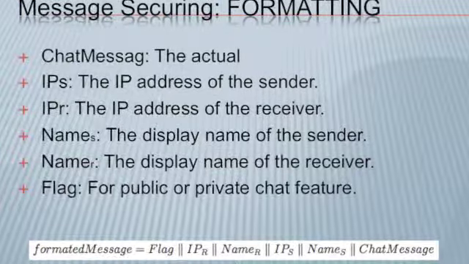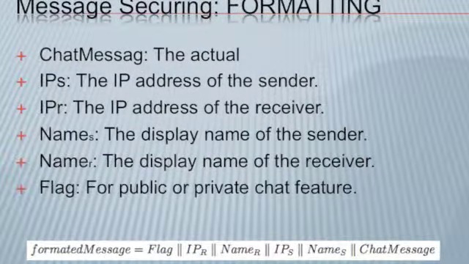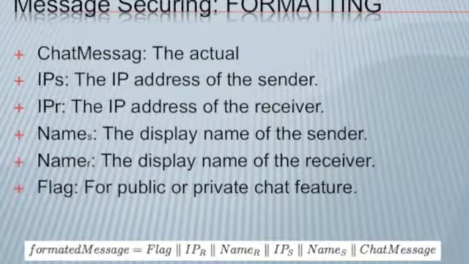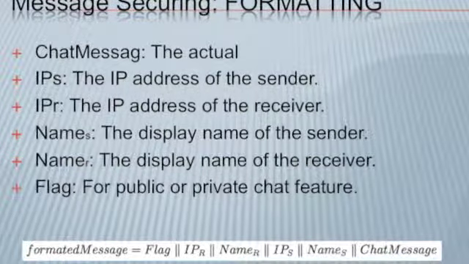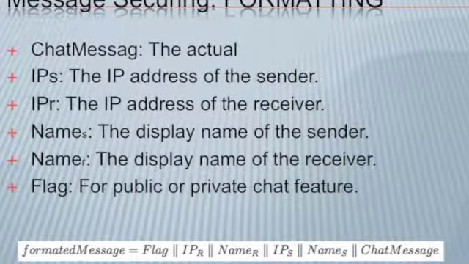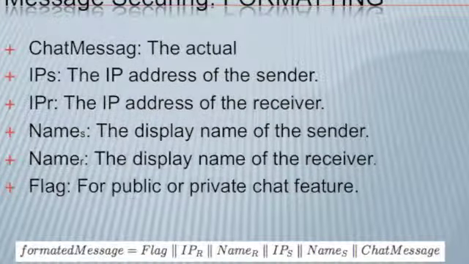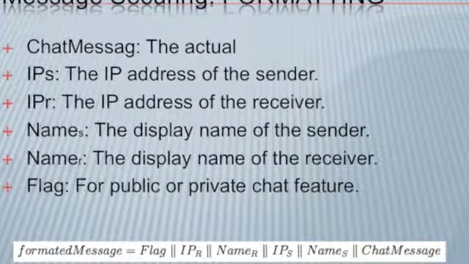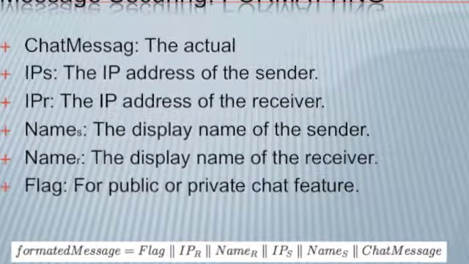In the formatting stage, we append the chat message itself with the name and the IP of the sender, as well as the name and the IP of the receiver. Also, we add an extra bit to switch between the private and public message feature, whether the message is broadcasted to everyone or privately sent to a specific user.